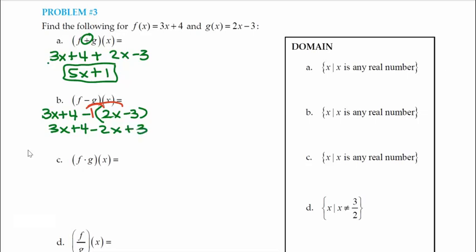And now I'll combine my like terms together. 3x minus 2x is x. 4 plus 3 is 7. So it equals x plus 7.